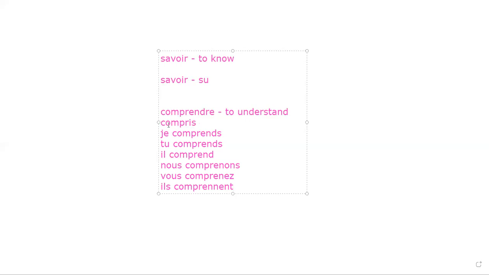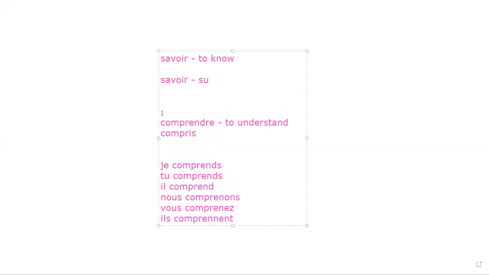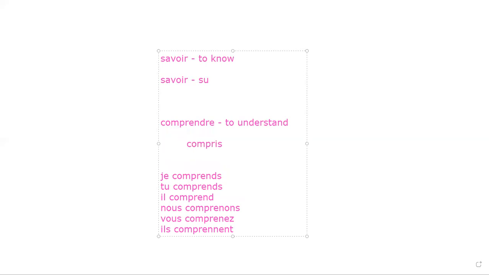You will say compris. Now, this is a fact of the French language wherein you have to understand the PP, because you have to speak for the past, I understood. I will explain how to conjugate past verbs, but today I am going to explain what the PP, the participe passé of the verb, is.